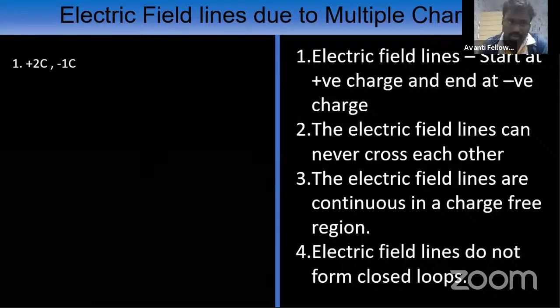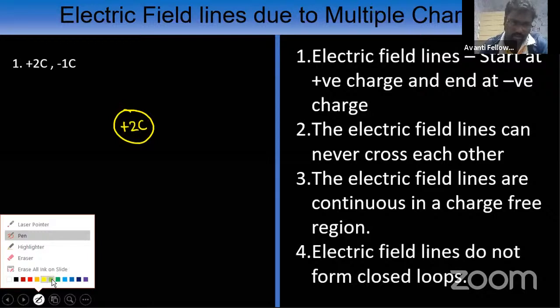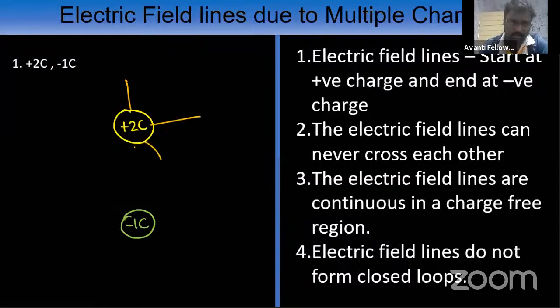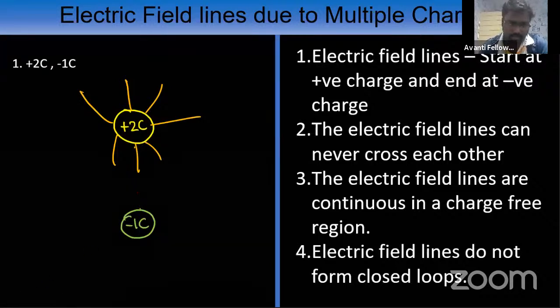So what do we have here? We have a +2 coulomb charge, and I'll draw a -1 coulomb charge. Now I want to draw electric field lines for this. Whenever I want to draw my electric field lines, I'll draw the rising sun, right? Yes. Now guys, again here, even here. So my electric field lines are like this.